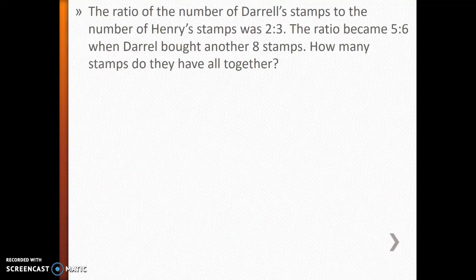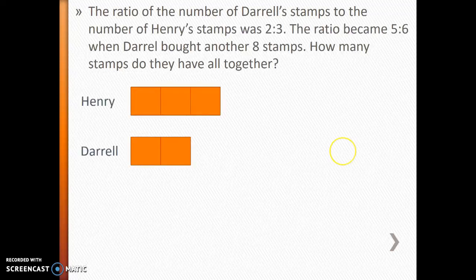Okay, I'm just going to get into it, and I'm going to start off with a word problem. The ratio of the number of Daryl's stamps to the number of Henry's stamps was 2 to 3. The ratio became 5 to 6 when Daryl bought another 8 stamps. How many stamps do they have altogether? Let's ask ourselves those questions. What is the before situation? The ratio of Daryl's stamps to Henry's stamps was 2 to 3. Let's stop there and model that.